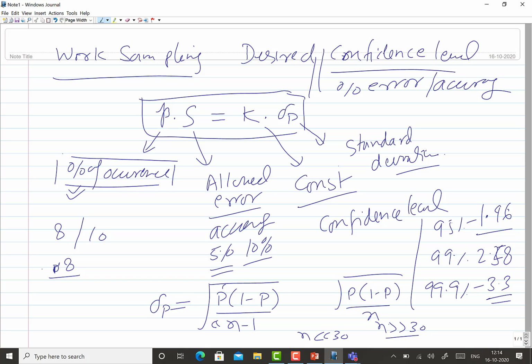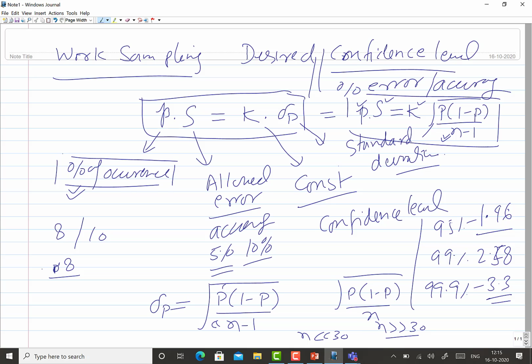Just remember this. In that case, this simple equation gets a little modified by k into, now we'll be writing this, p into 1 minus p divided by n minus 1. So n minus 1 or n, that will be taken as per the case. Okay, so this is our main equation. If we have the p value, if we know the error that is allowed or accuracy desired, and if we know the k value, then we can determine the value of n.